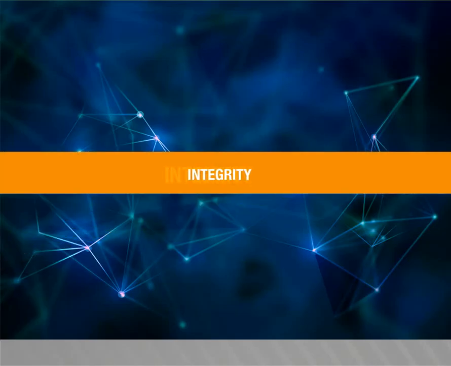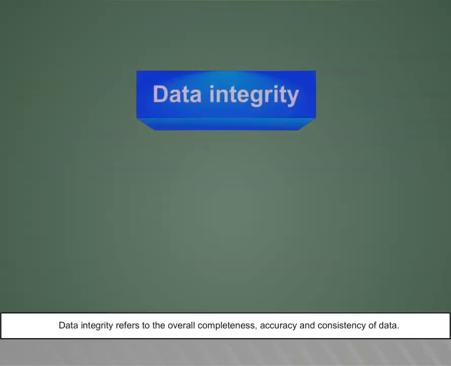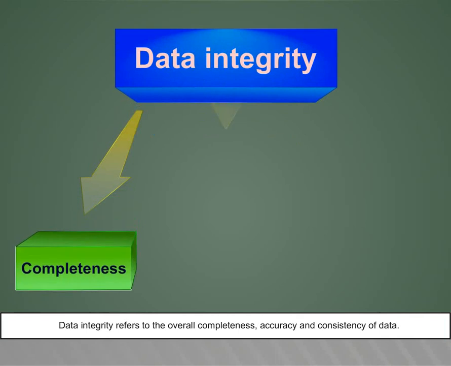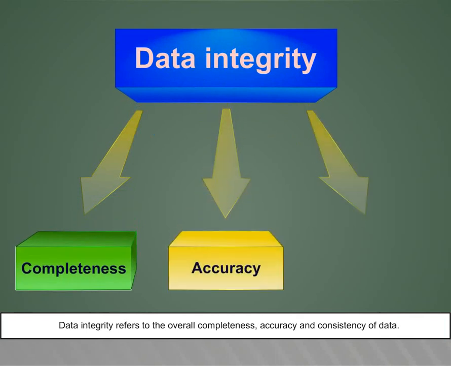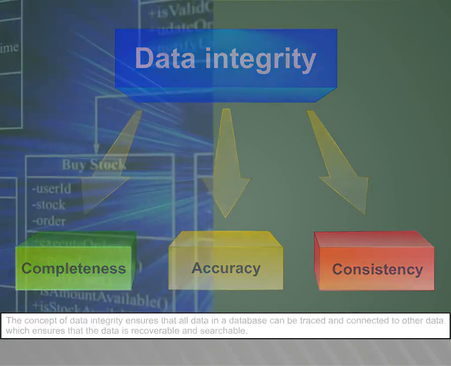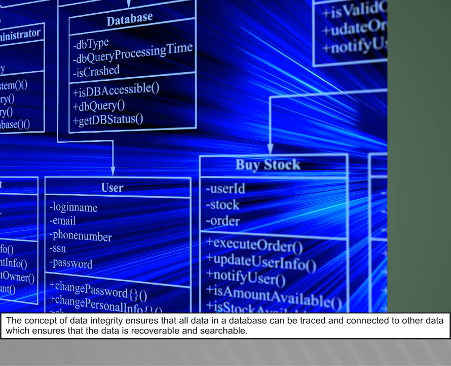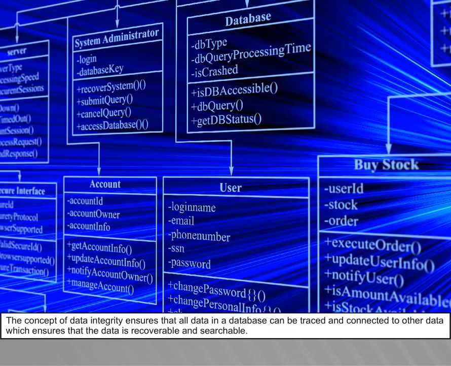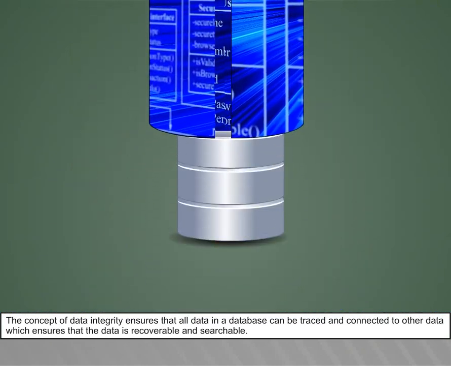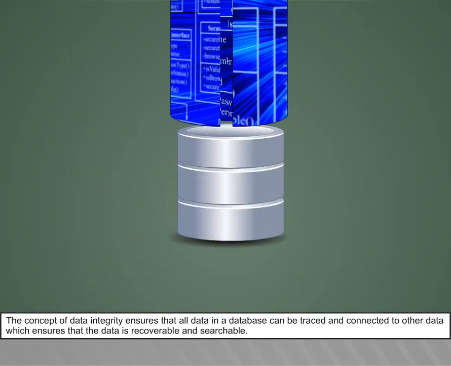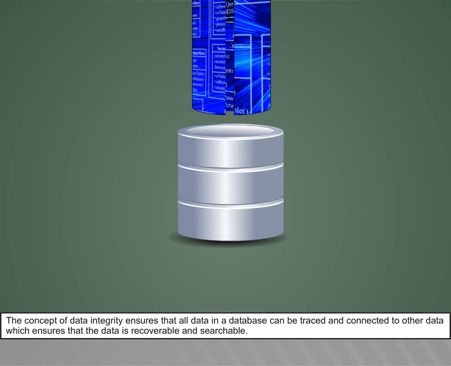Integrity. In this video, we are going to see about integrity. Data integrity refers to the overall completeness, accuracy, and consistency of data. The concept of data integrity ensures that all data in a database can be traced and connected to other data, which ensures that the data is recoverable and searchable.